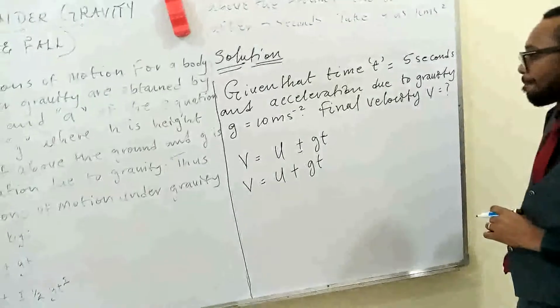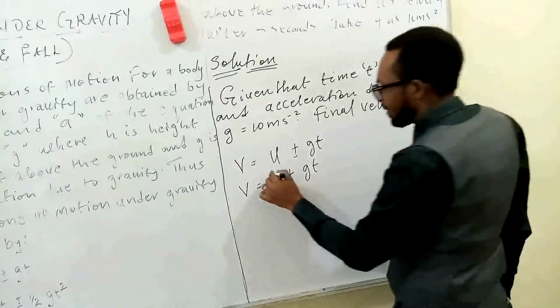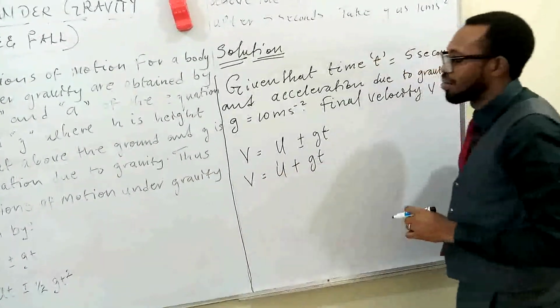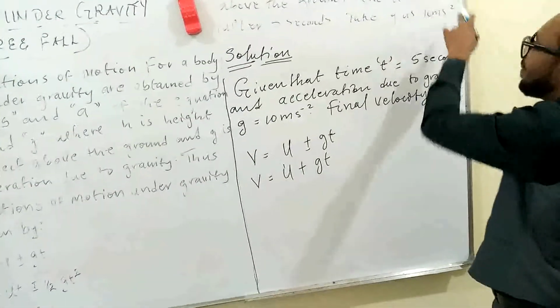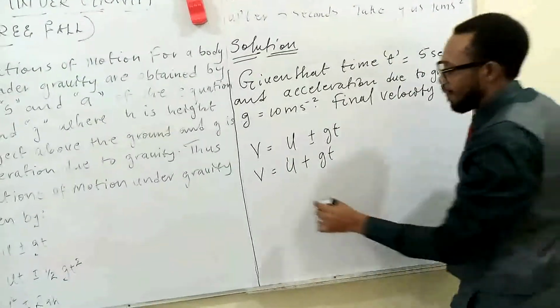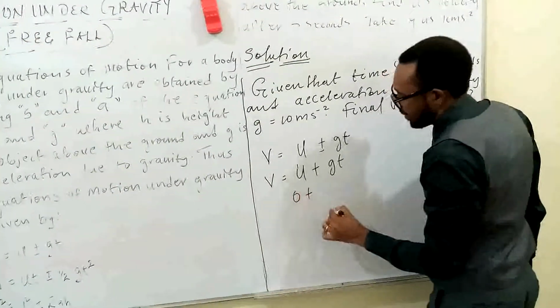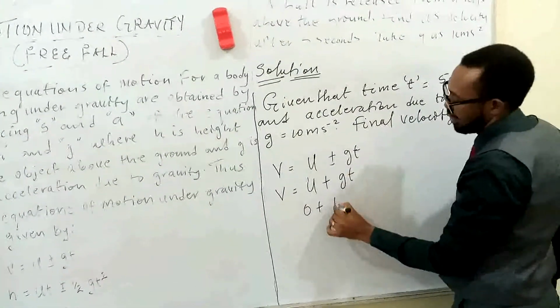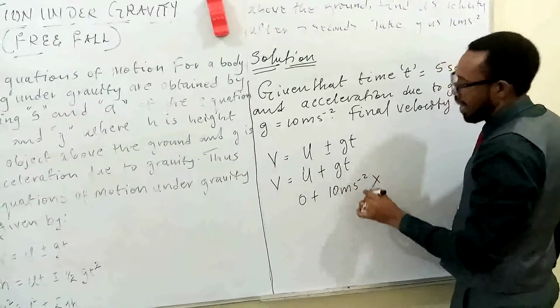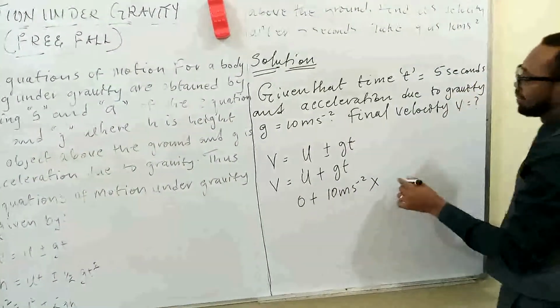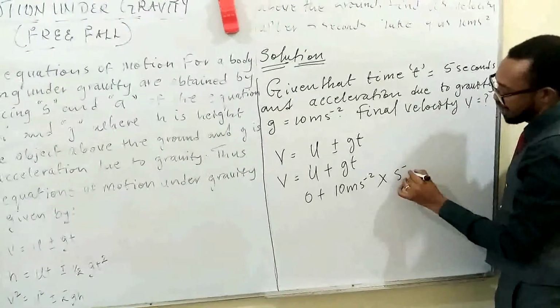Is that clear? Okay. So in this case, our initial velocity is 0 because we are asked to find the final velocity. So if I say 0 plus G, which is 10 meters per second squared, times time, which is given, which is 5 seconds.